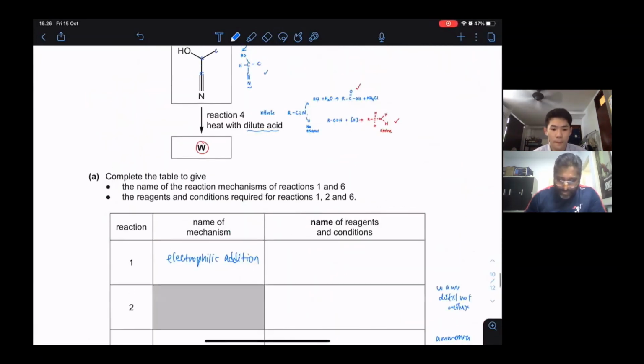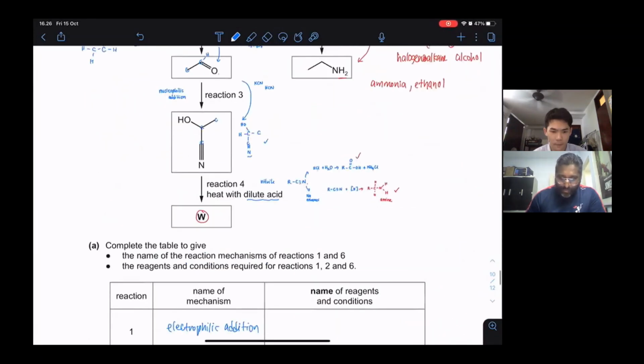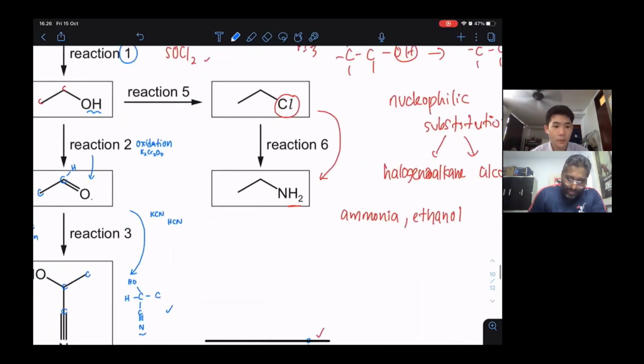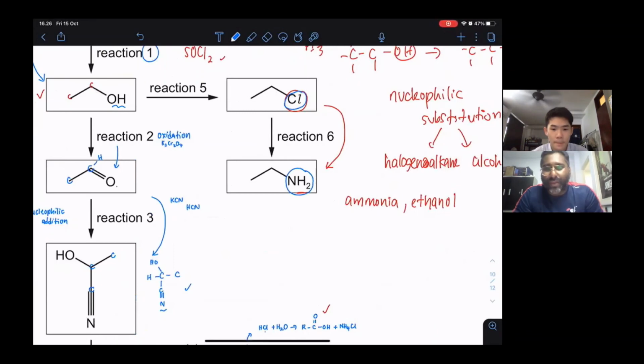Before I answer the name of reagents and so on, let's look at reaction number 6. Now reaction number 6, this Cl changes into NH2. What kind of mechanism is this? Halogenalkane. What kind of mechanism? Substitution. Yeah, substitution. So to be exact, it is nucleophilic substitution. You need to write nucleophilic substitution.